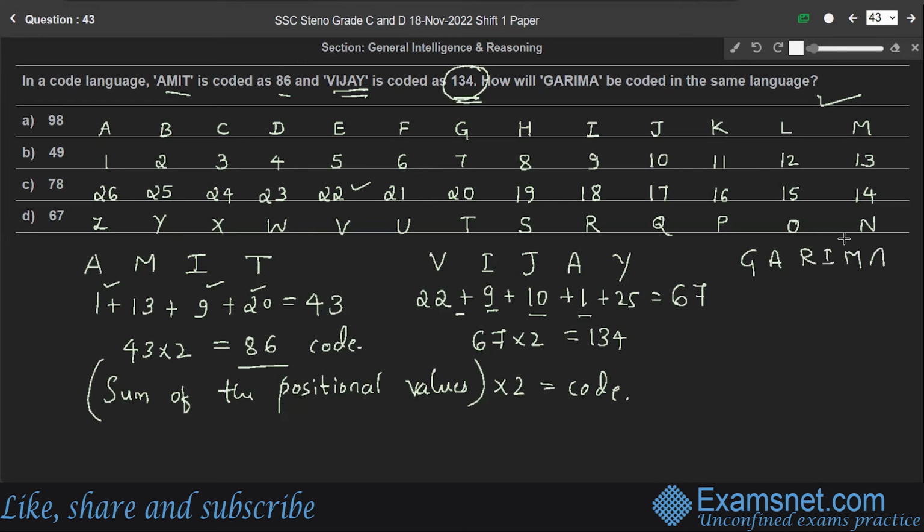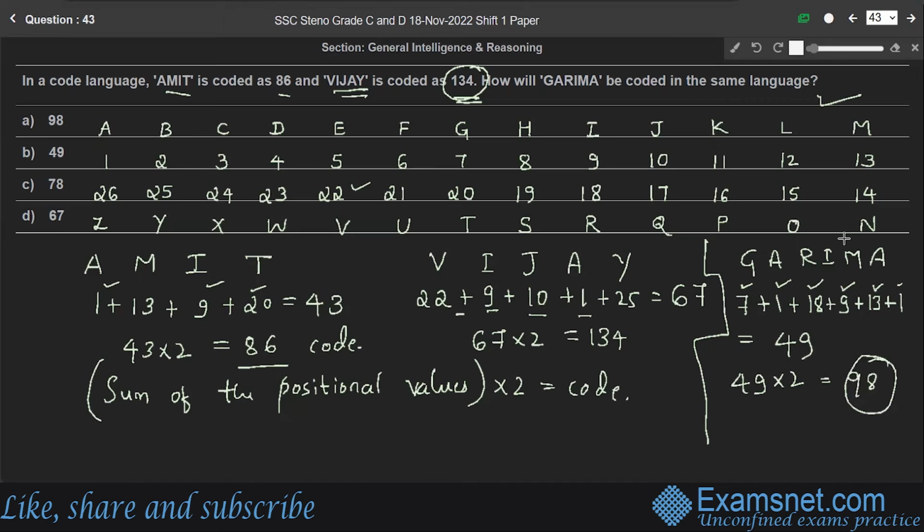Therefore, for the word Garima, we'll write the positional values of all the letters. G is 7, A is 1, then R is how much? 18, I is 9, M is 13, and A is 1. So add the positional values: 7 plus 1, 8, 8 plus 18, 26, plus 9, 35, then 45, 48, plus 1 is 49. And 49 into 2 gives you 98. Am I right? Yes, 98. Therefore, option A.